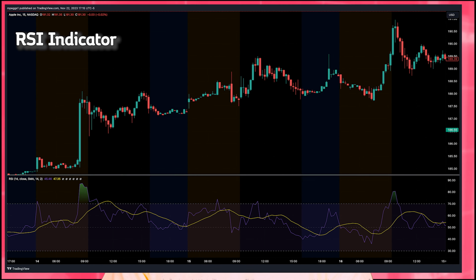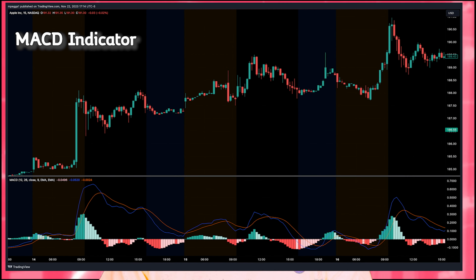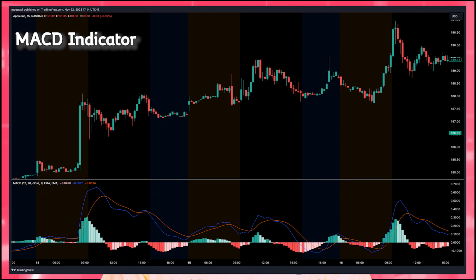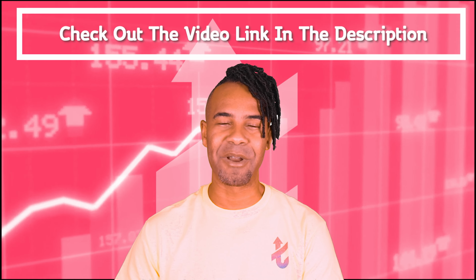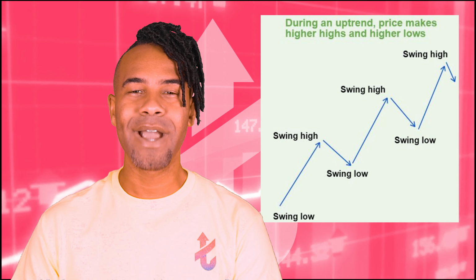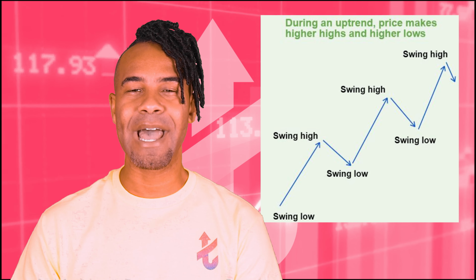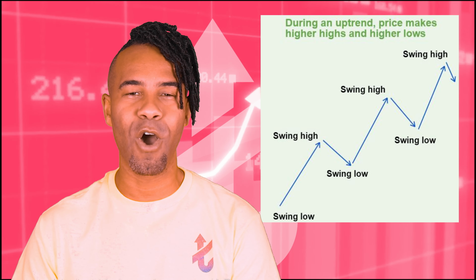We can also use technical indicators like the Relative Strength Index, RSI, or Moving Average Convergence Divergence, MACD, to confirm bullish momentum. If you want to learn more about technical indicators, check the video link in the description below. I prefer to identify market conditions using market structure, which is a fancy way of mapping price movement. In a bull market, price consistently forms higher highs and higher lows. This establishes an uptrend. We believe that price will continue to increase over time.